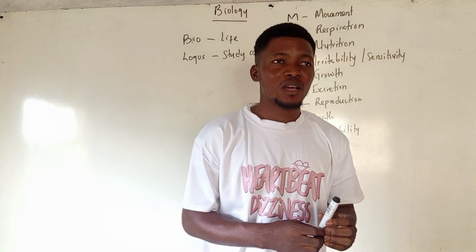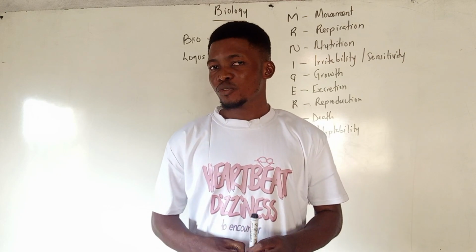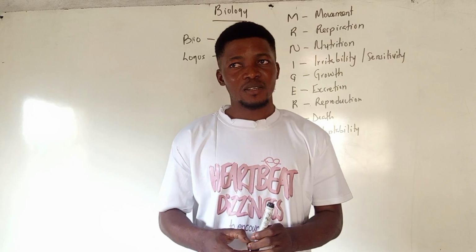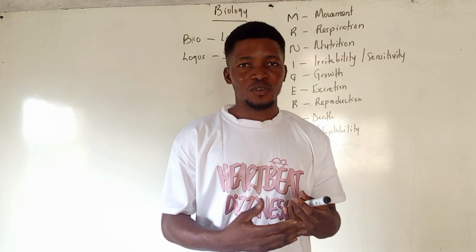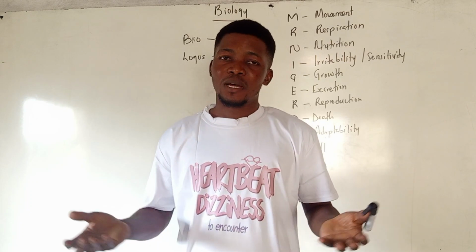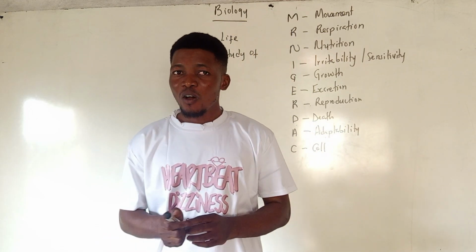But there are some organisms that are composed of only one cell, and these organisms are called unicellular organisms. As examples of unicellular organisms, we have bacteria, we have protozoa like Plasmodium, we have Paramecium, Euglena, and Trypanosoma. So these organisms are examples of what? Unicellular organisms.